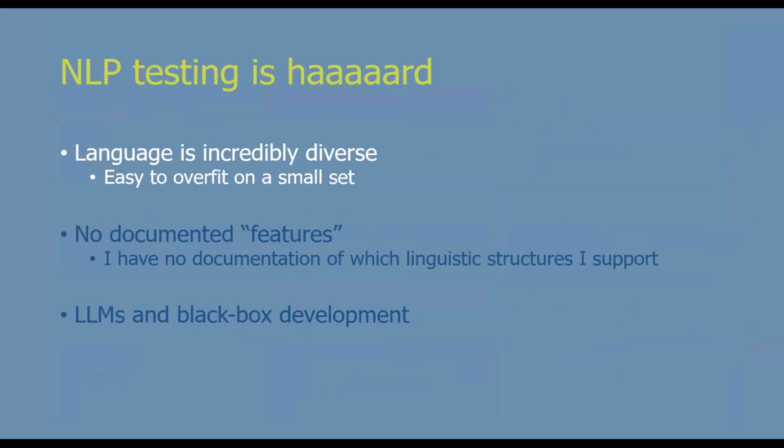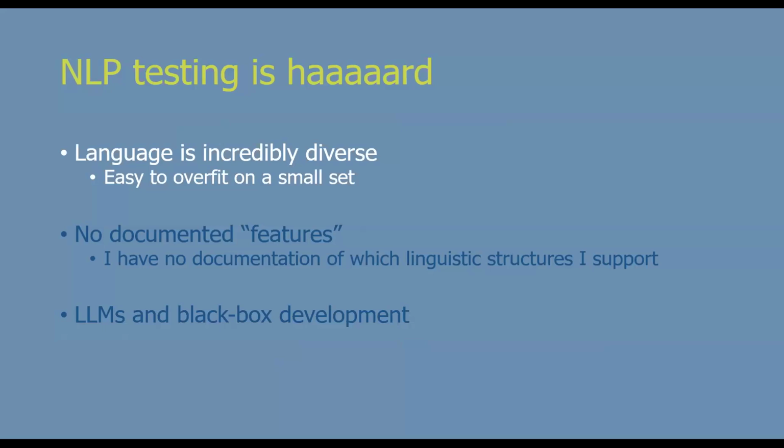So I think there are three main reasons why testing NLP systems is particularly hard. The first is that language is just incredibly diverse. There are so many different ways to express the same idea in different words. So it's very easy to overfit on a small data set. If you have 100 queries, maybe your LLM does very well on these, but it doesn't really cover the diversity of language.